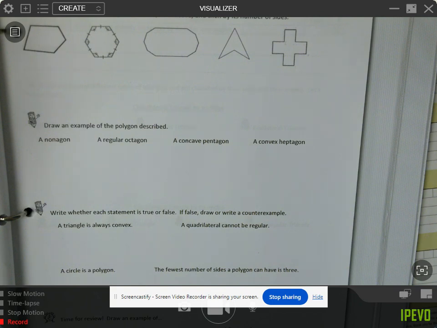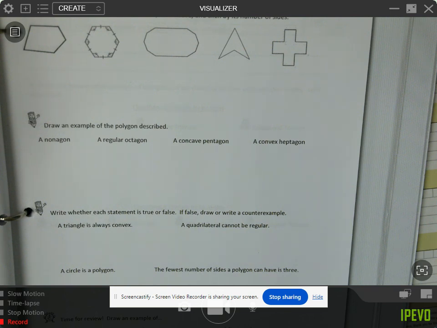In the second section, draw an example of the polygon described. So a nonagon, a regular octagon. You have to prove that it is regular. Notches and arcs. A concave pentagon, a convex hexagon. You have to have the correct number of sides. You have to be able to show if it's concave. I need to see a cave in on a side.